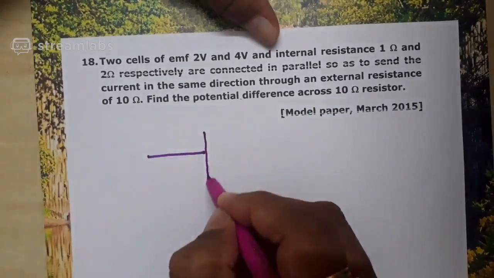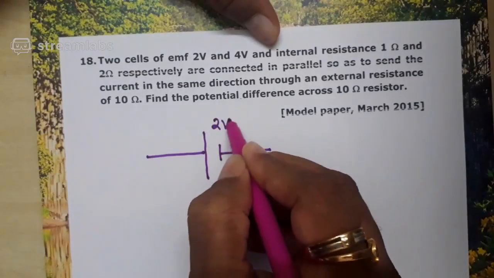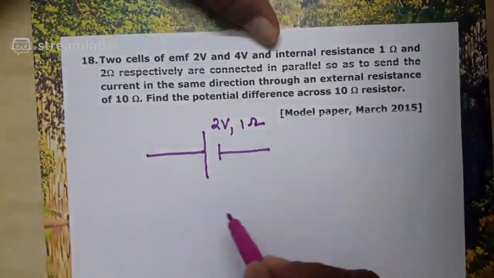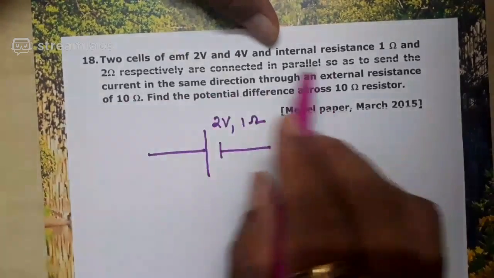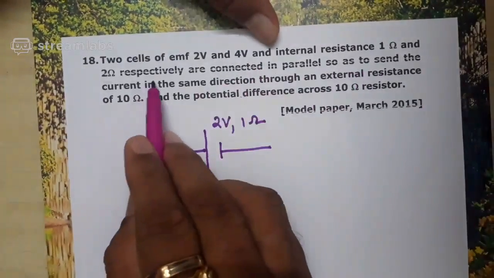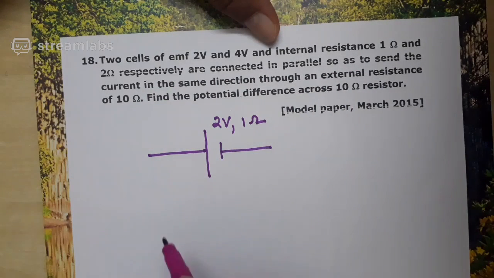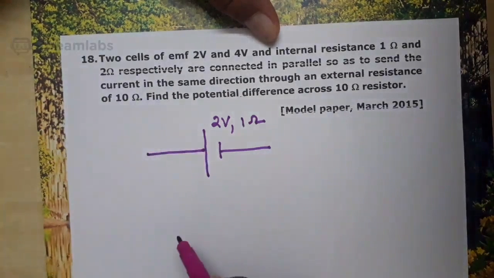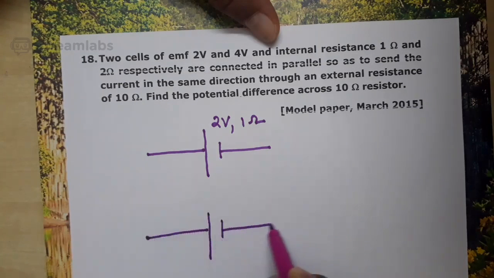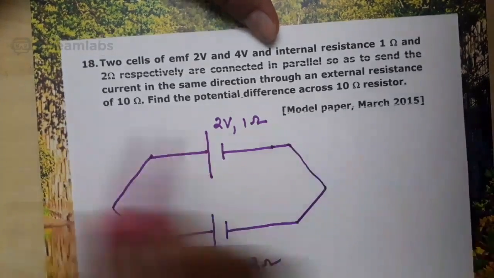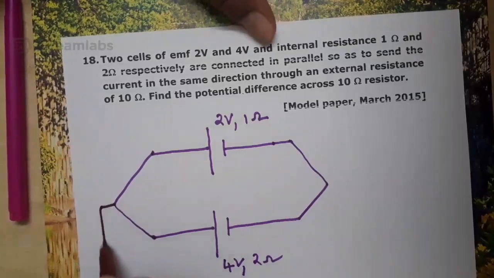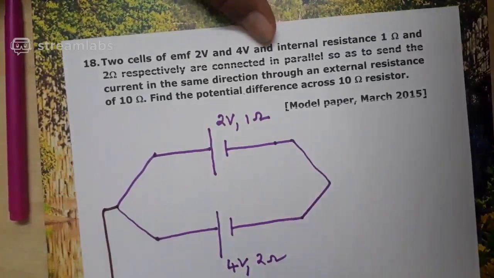See, two cells: one is of EMF 2 volt and its internal resistance was given as 1 ohm, right? And another cell is of EMF 4 volt and its internal resistance 2 ohm. They are connected in parallel so as to send a current through the external resistance of 10 ohm in the same direction. That means the positive terminal of the one should be connected to the positive terminal of the other and the negative terminal of the one to the negative terminal of the other. That is the meaning of being connected in parallel such that they send a current in the same direction through an external resistor. This is an external resistor.